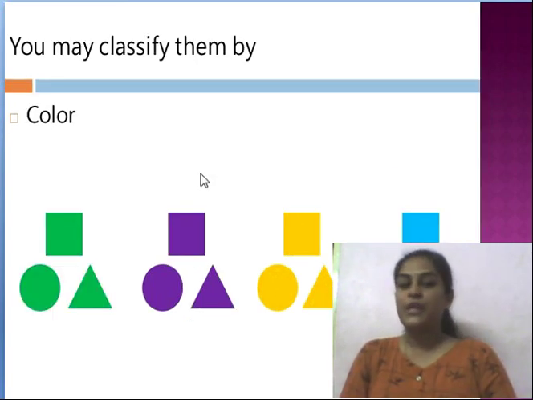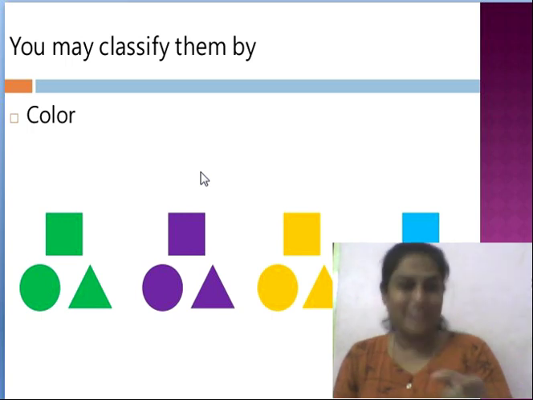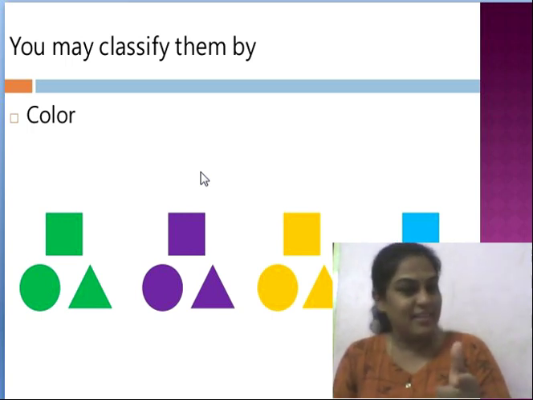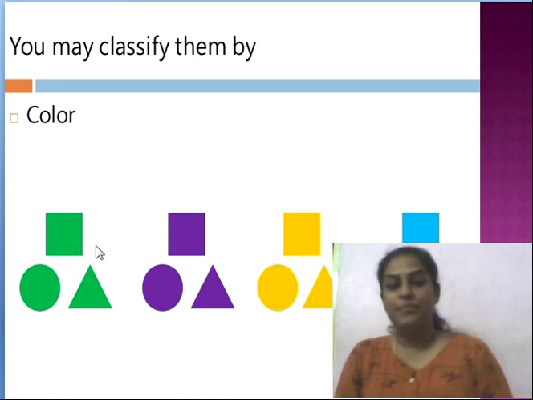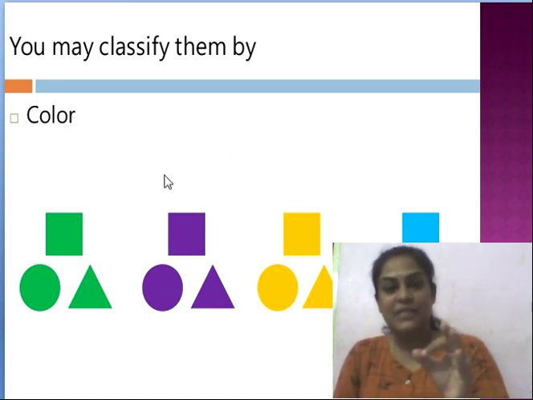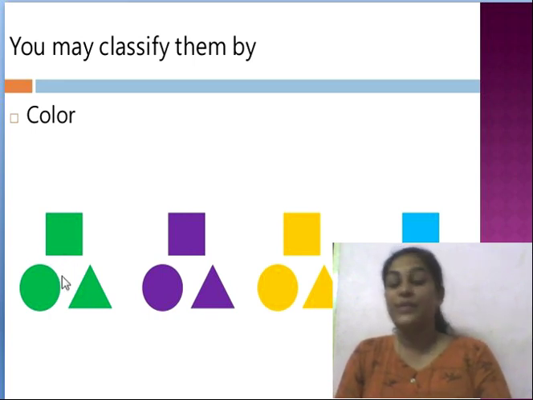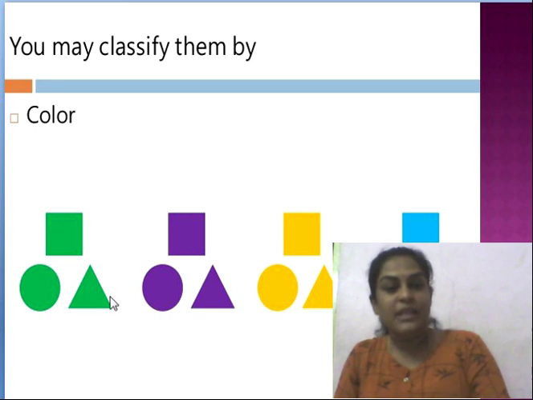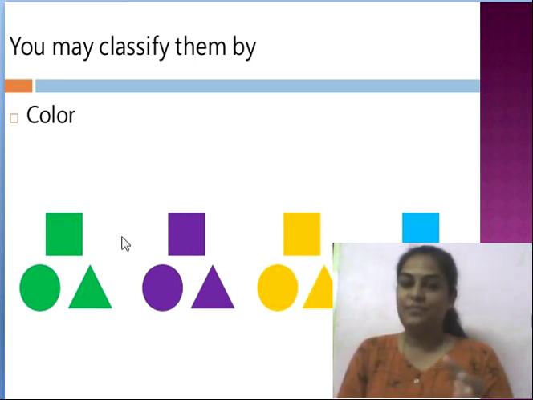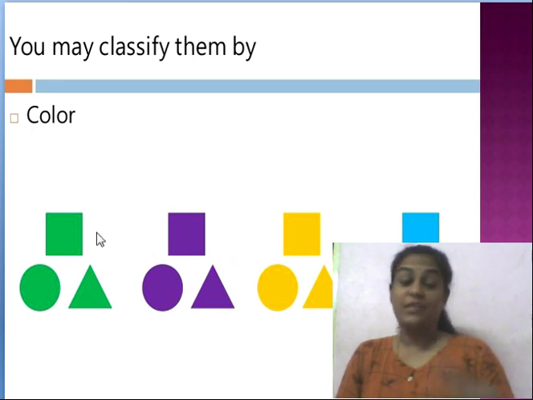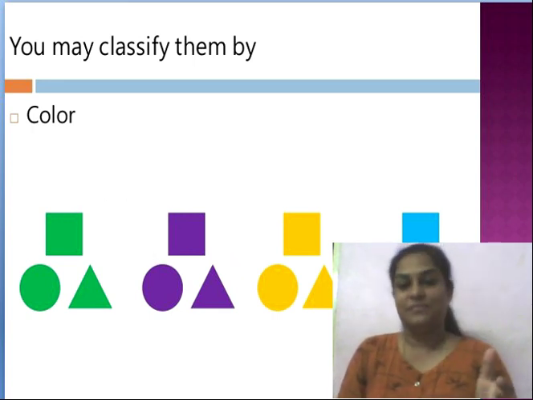Another classification is based on, just guess what it is. Is it shapes? No, it is based on color. Based on color, the classification is completed here. See, all green color, irrespective of the shapes, form a group. Green color, purple, yellow color, and blue color. That is the other classification, based on color.